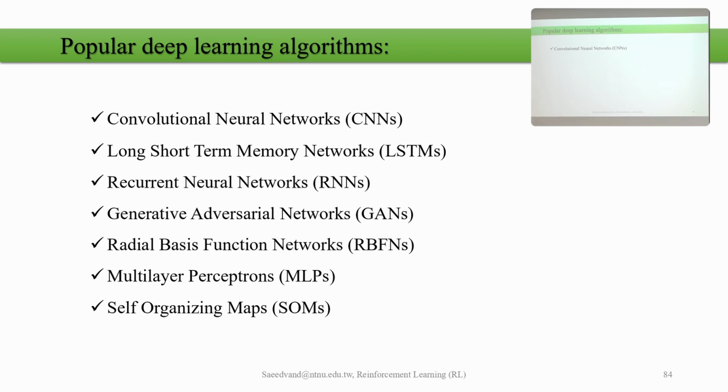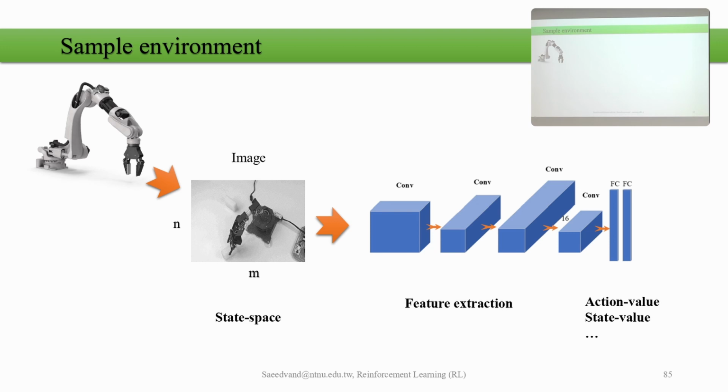So popular deep learning techniques include convolutional neural networks. We talked about this; we care about this for reinforcement learning mostly. We have another, LSTMs, long short-term memory. I'm not going to explain it, you can read it. We have recurrent neural networks, RNNs. We have generative adversarial networks, or GANs. We have radial basis function networks, RBFNs. We have the multi-layer perceptron, MLPs, and we have self-organizing maps, or SOMs. These are famous, but for reinforcement learning, we mostly care about CNNs, and we studied the most important things that we needed for our course. What does it mean? It means that we have a robot.